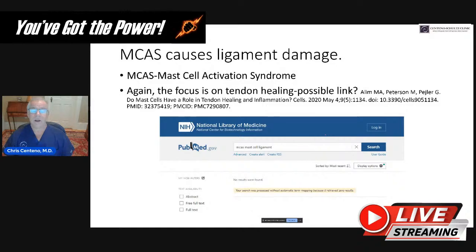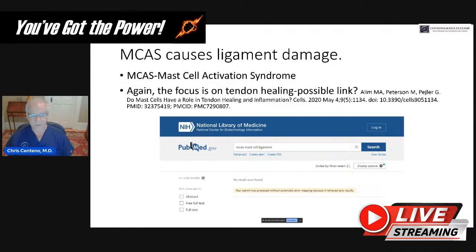So, does MCAS cause ligament damage? This is another one. Normally I hear, like I said, MCAS being a bystander, but I have seen some functional medicine people talk about MCAS causing ligament damage or being heavily involved in all of that. And the concept there is this sort of chronic inflammation, and we'll go over that in just a second.